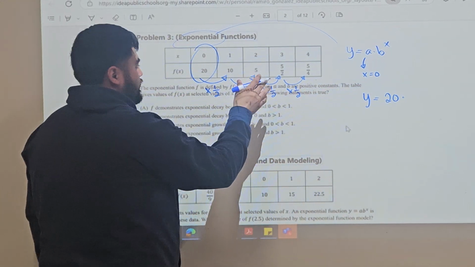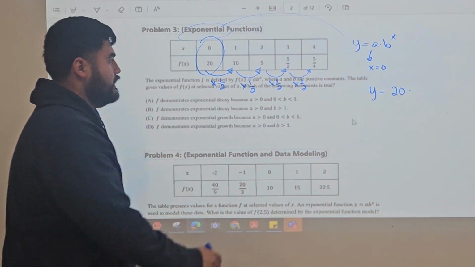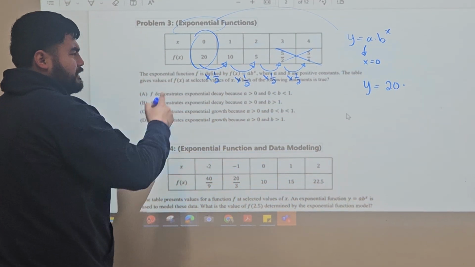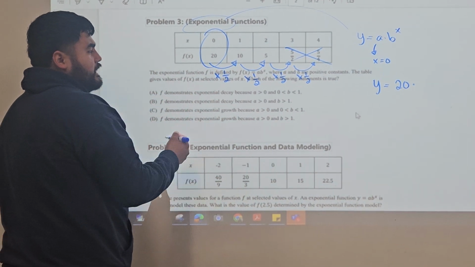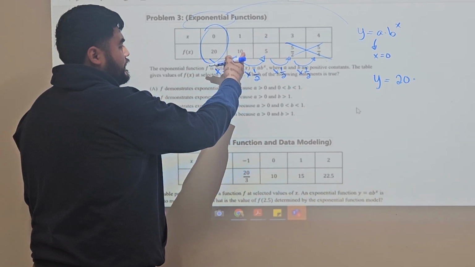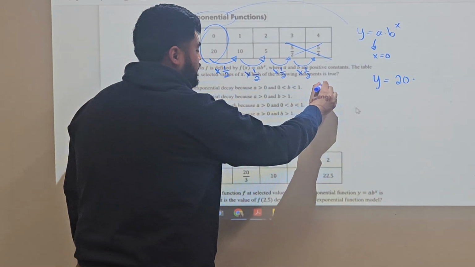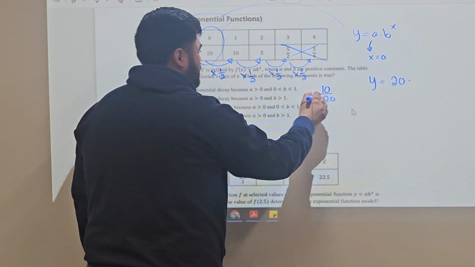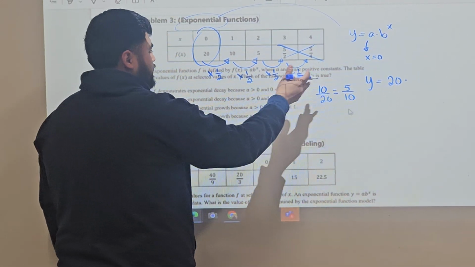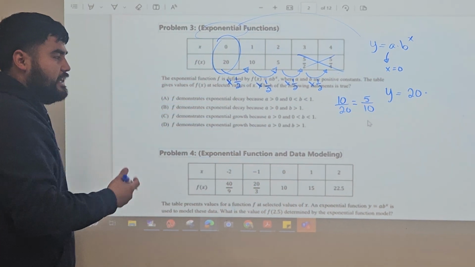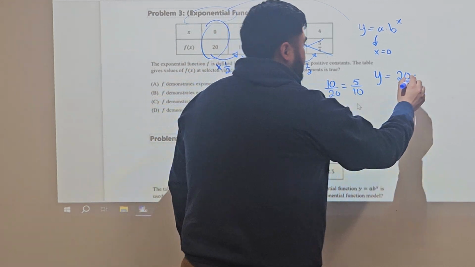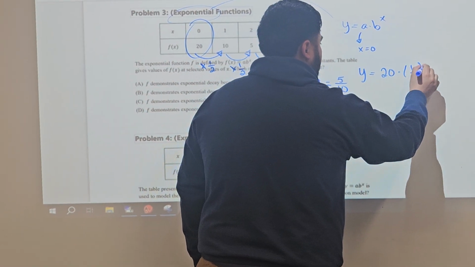So here we have fractions. You do not want to deal with fractions. Let's say worst case scenario, I know this one's an easy one, you do not know how they got from 20 to 10. You could take the 10 and divide it by 20, or you could take the 5 and divide it by 10. If you keep on going, it's going to be the same value. It's going to give you the 1/2. So now, here my b has a value of 1 over 2, so y equals 20 times 1 over 2 to the power of x.